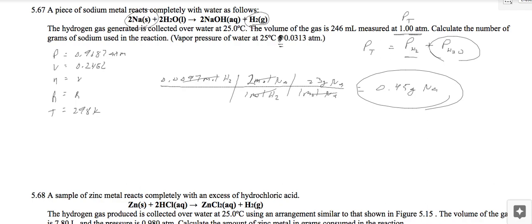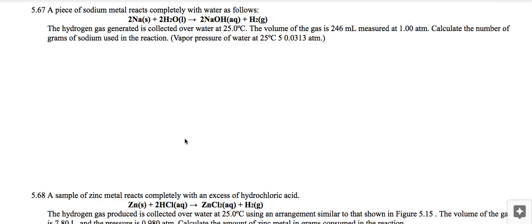So again, account for the vapor pressure of the water, and then we're solving for our hydrogen gas first, and then we can solve for our mass of sodium. So remember, we're figuring out how we can get to moles based on the information that I'm given. How can I get to moles? How can I convert to the other thing? That's my mole ratio. And then what does my answer need to be in? In this case, it needs to be in mass.